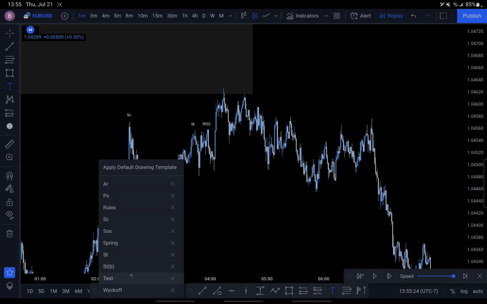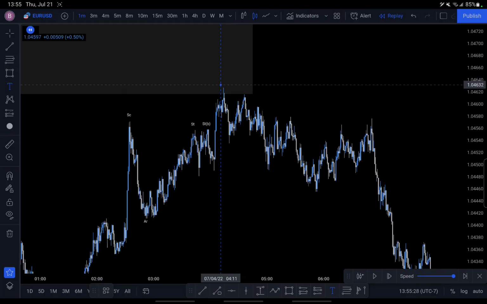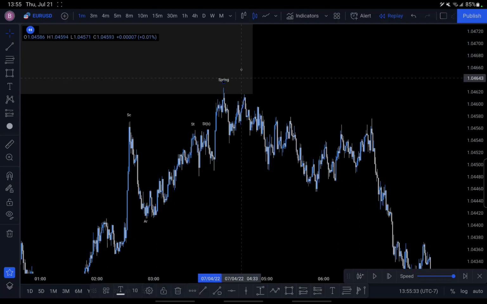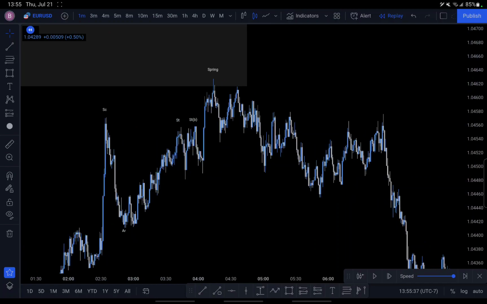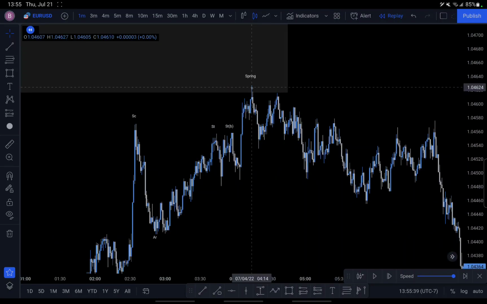UTAD. Where are we at? Right here. So this one here is our UTAD. Let me lock up this zone so we don't move it. Okay, we have our UTAD, our supply zone here.